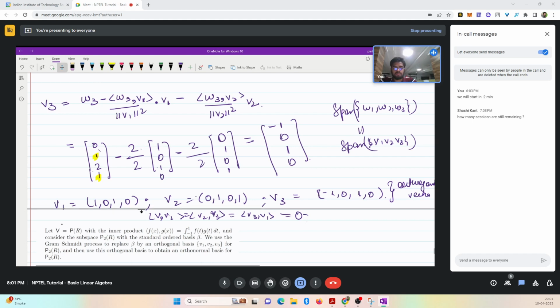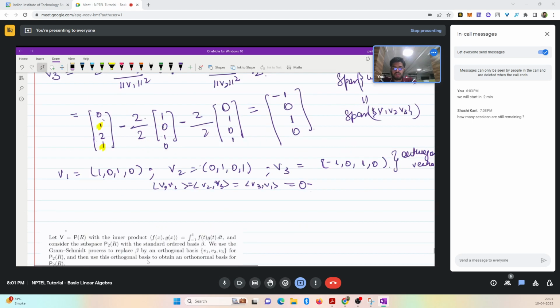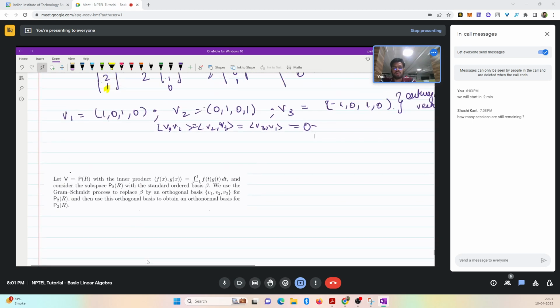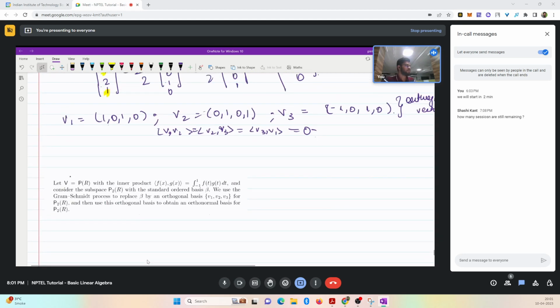I had one more example, but we don't have time left. You can try it, and the book that I'm referring to for this chapter is Friedberg's book. You can solve examples from there also, so that you gain confidence.